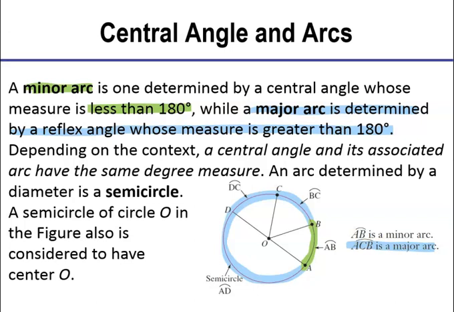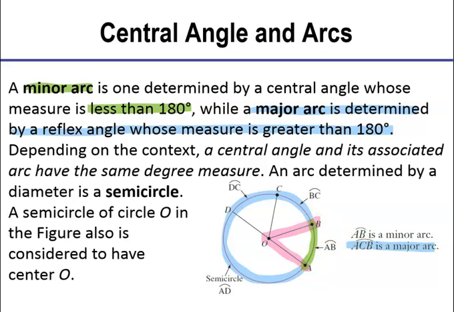It says, depending on the context, a central angle and its associative arc have the same degree measure. So if we said that this angle over here, the angle AOB, let's use a different color highlighter. Let's use pink. Let's just say that was a 30-degree angle. Then the arc I've got in green here, AB, would also be 30 degrees. That's what that's saying. Okay.